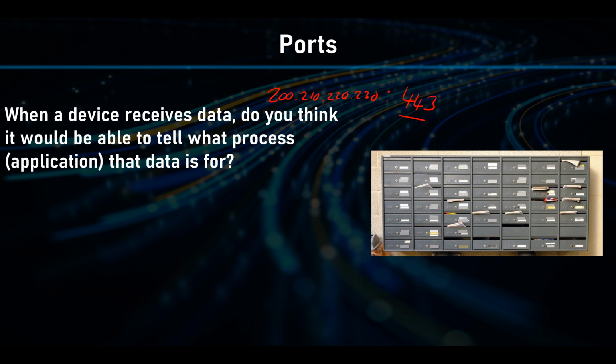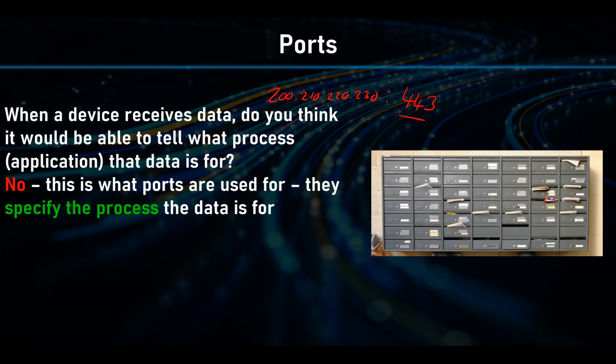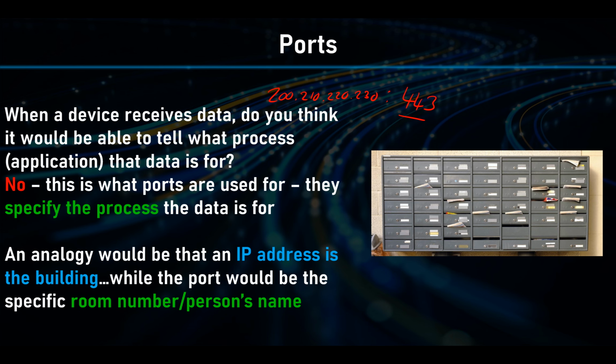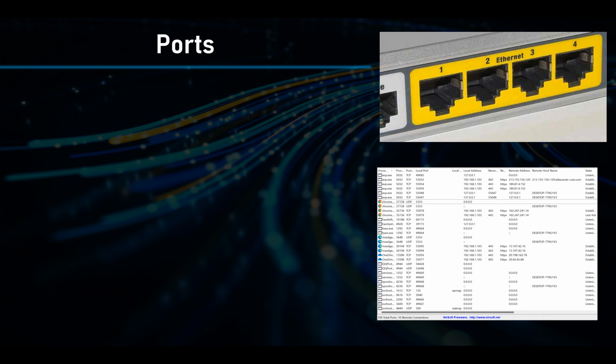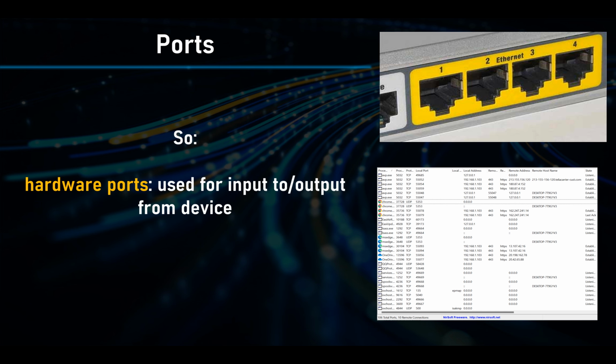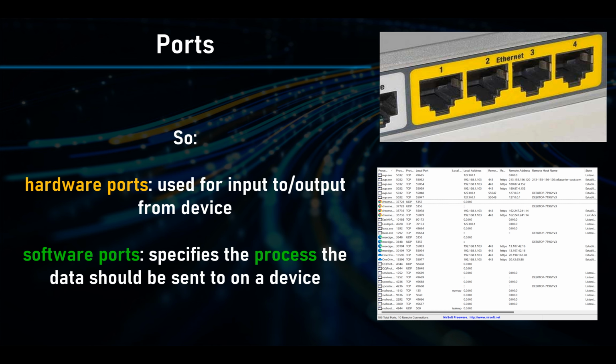That means that when the packets are received, those packets can then be routed to the correct tab, based on the port number. So the ports are going to specify the process that the packets are for. An analogy: if you're sending a letter, then the IP address is effectively the building, while the port number is the room number or the person's name, so just more specific. There are two types: hardware ports, used for input to or output from a device, for example the Ethernet port, as you can see at the top, and software ports, which specify the process that the packet should be sent to on a device.